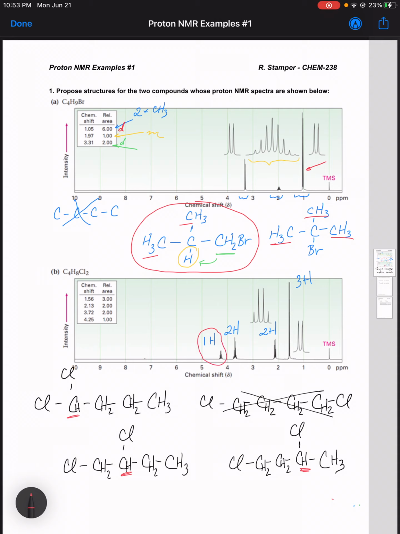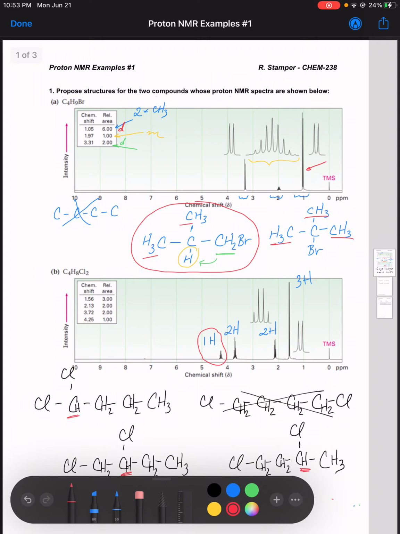So that one's pretty shifted, right? If we look in our shift tables, we're going to see that a hydrogen that's on a carbon that's connected to one halogen is going to be shifted pretty significantly. Two halogens, we might expect a higher shift. So maybe that first structure with the two chlorines on the same carbon, that one might be out. But it's not super conclusive in my mind.